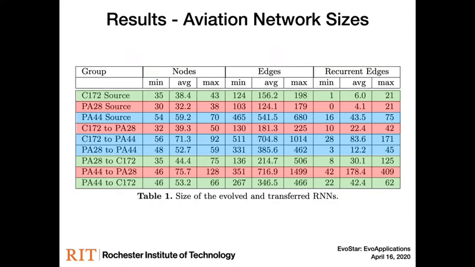And just some brief information about the neural networks we generated for each one of these groups. Compared to groups involving the PA-44 in any way, either transferred from or transferred to, the other neural network groups have fewer nodes and edges and recurrent edges. That makes sense because the PA-44 data set had a lot more inputs and outputs, and there's not really much else of interest here.